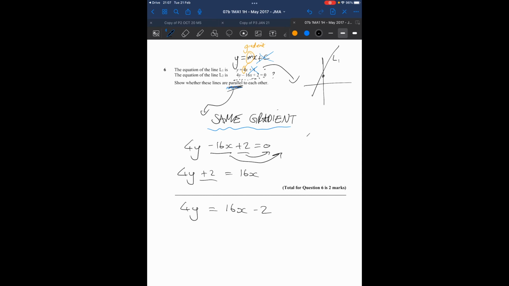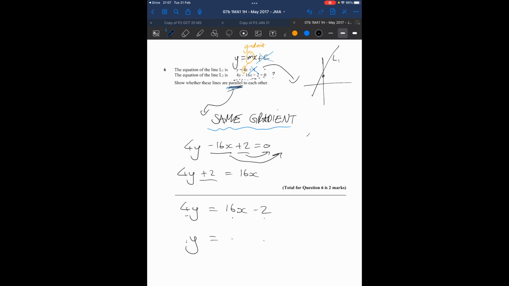Now, it's got to be y equals. You can't have 4y equals. That doesn't work. So how do I get y equals? Well, what I need to do here is I'll need to divide both sides by 4. But a little shortcut I'm going to show you is that if you just divide every term by 4, that's the same thing.